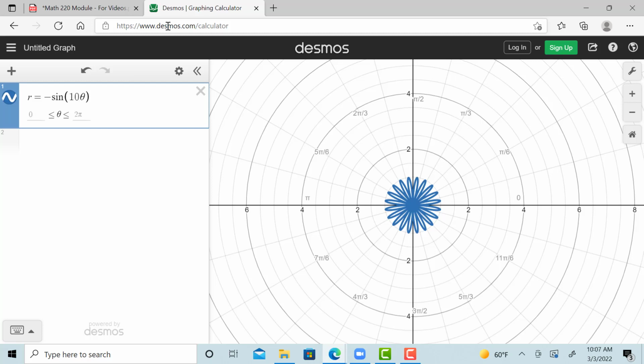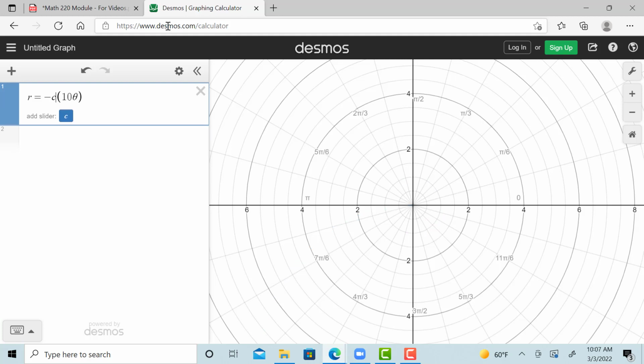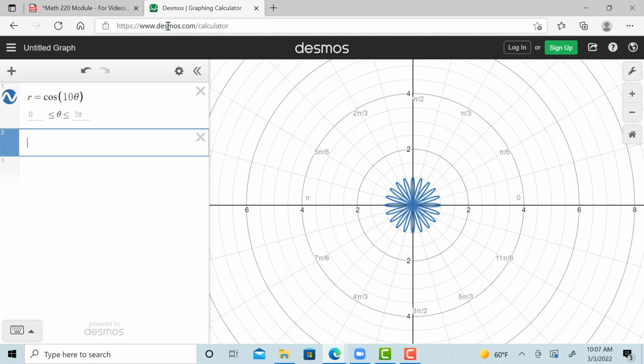Now, what if we make this a cosine? Well, it still looks like a rose, right? So anyway, that is the idea of graphing a polar curve.